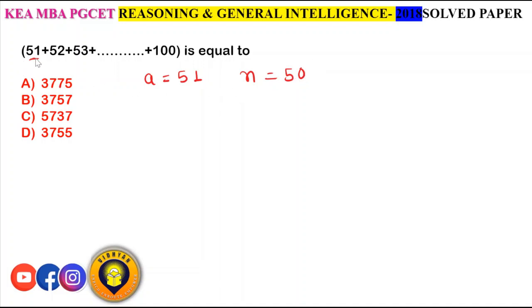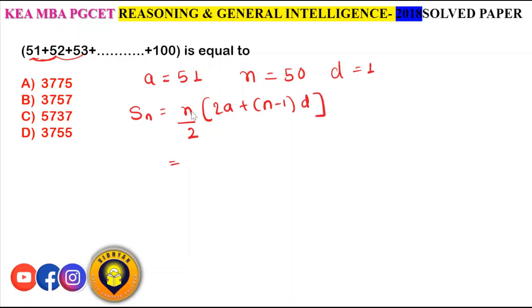What is the common difference? Common difference is 1, right? That is D is equal to 1. So you have to find the sum of all this, from 51 to 100. That means the Sn formula you have to use. Sn is the sum of all the numbers. Sn is n by 2 into 2a plus n minus 1 into d.